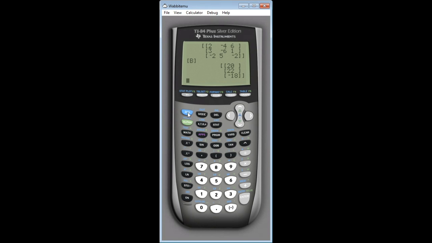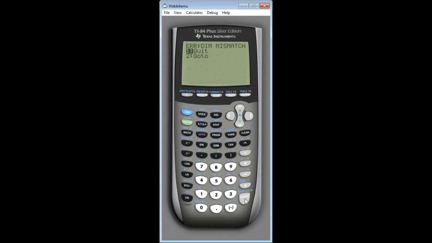All right, so what we need to do to find the variable matrix is do matrix A inverse times matrix B. And that gives us this matrix. So 3, negative 2, 1 is matrix X, which means that to solve this system of linear equations, X is 3, Y is negative 2, and Z is 1. Now I want to show you just real quick what happens if you get it backwards and you do matrix B times matrix A inverse.